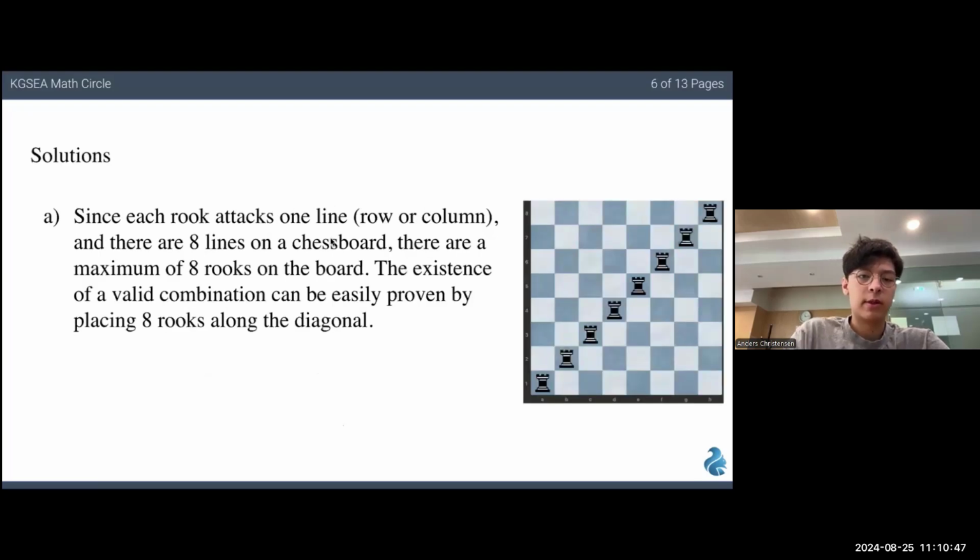So first, number A. Since each rook attacks one line, a row or a column, and there are 8 lines on a chessboard, there are a possible maximum of 8 rooks on the board, and the existence of a valid combination can be easily proven by placing 8 rooks along the diagonal, like you see at the right.